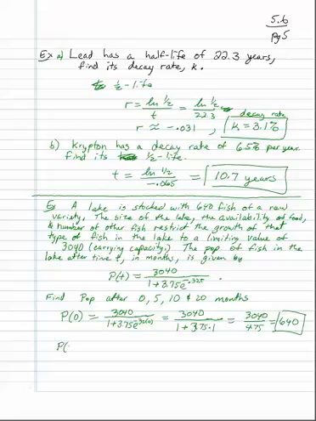Okay, if we do P of 5, 3040 over 1 plus 3.75 E to the negative 0.32 times 5. We're going to punch that in your calculator, round it to the nearest fish, and you should get 1730. P of 10, 3040 over 1 plus 3.75. Oops, I forgot the E. E to the negative 0.32 times 10. So it's 3.2.